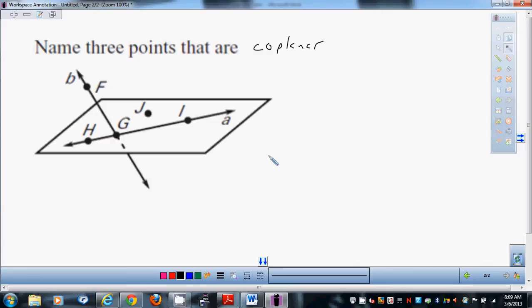This one, I believe somebody gave me the answer. Did you say HGI? HGI, also HGJ. There's so many different answers that would work for this. GJI, etc. For this one, it has to be on this plane. Notice F is not in any of those, or excuse me, B, because it is not in that plane. See that? Questions?